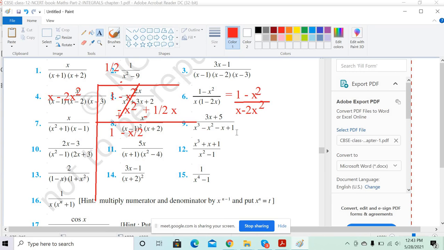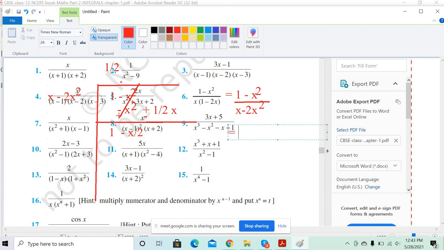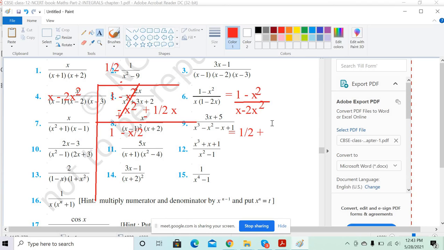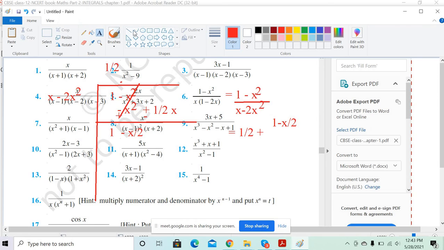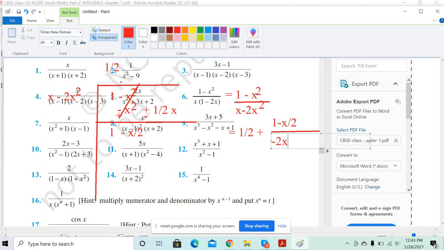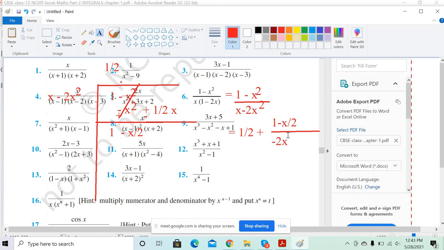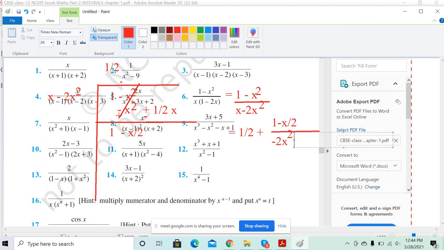Now simple. Now what you got? The entire thing can be replaced as equal to 1 by 2 plus the remainder, which is 1 minus x by 2, by the whole denominator. That is nothing but minus 2x square plus x, isn't it? We are putting it in the form of decreasing order of power, right?